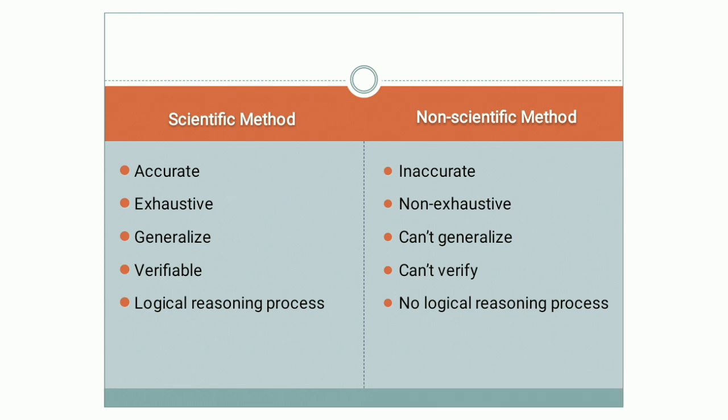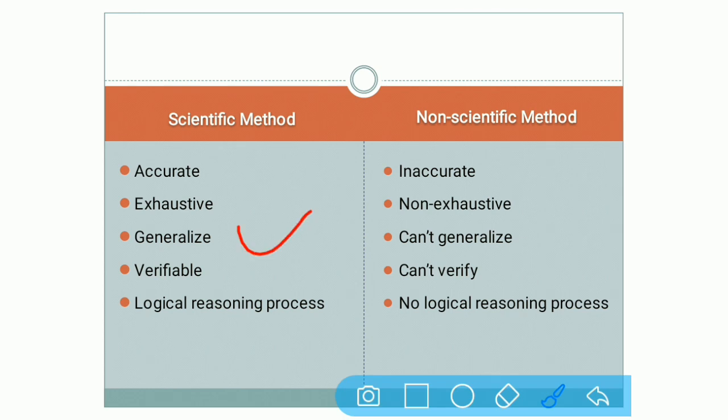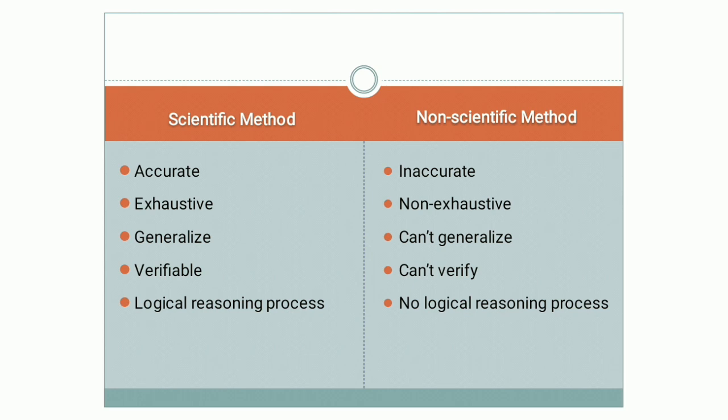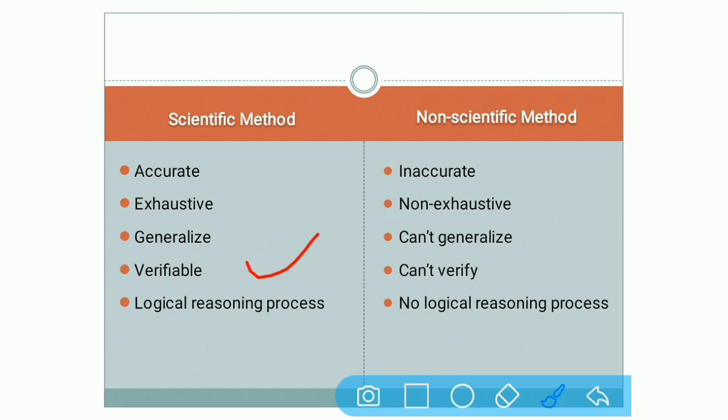Generalization, that is, the scientific method is acceptable to the majority of the people, while the non-scientific method cannot be accepted by the majority of the people. Yes, you can say that we are believing it, but we are not accepting it. Verifiable, that is, you can verify it with the help of proofs. You can make the comparison between the data which is collected and the result. You can verify it with the proofs, but you cannot verify anything in the non-scientific method.